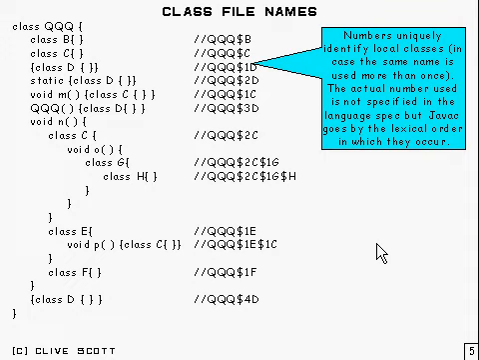Now, having said all that, of course the numbers uniquely identify the local class in case the same name is used more than once. Now, the actual number that's used is not specified by the language spec at all, but the Java compiler just goes by the lexical order in which they occur in the class. So it's simple.